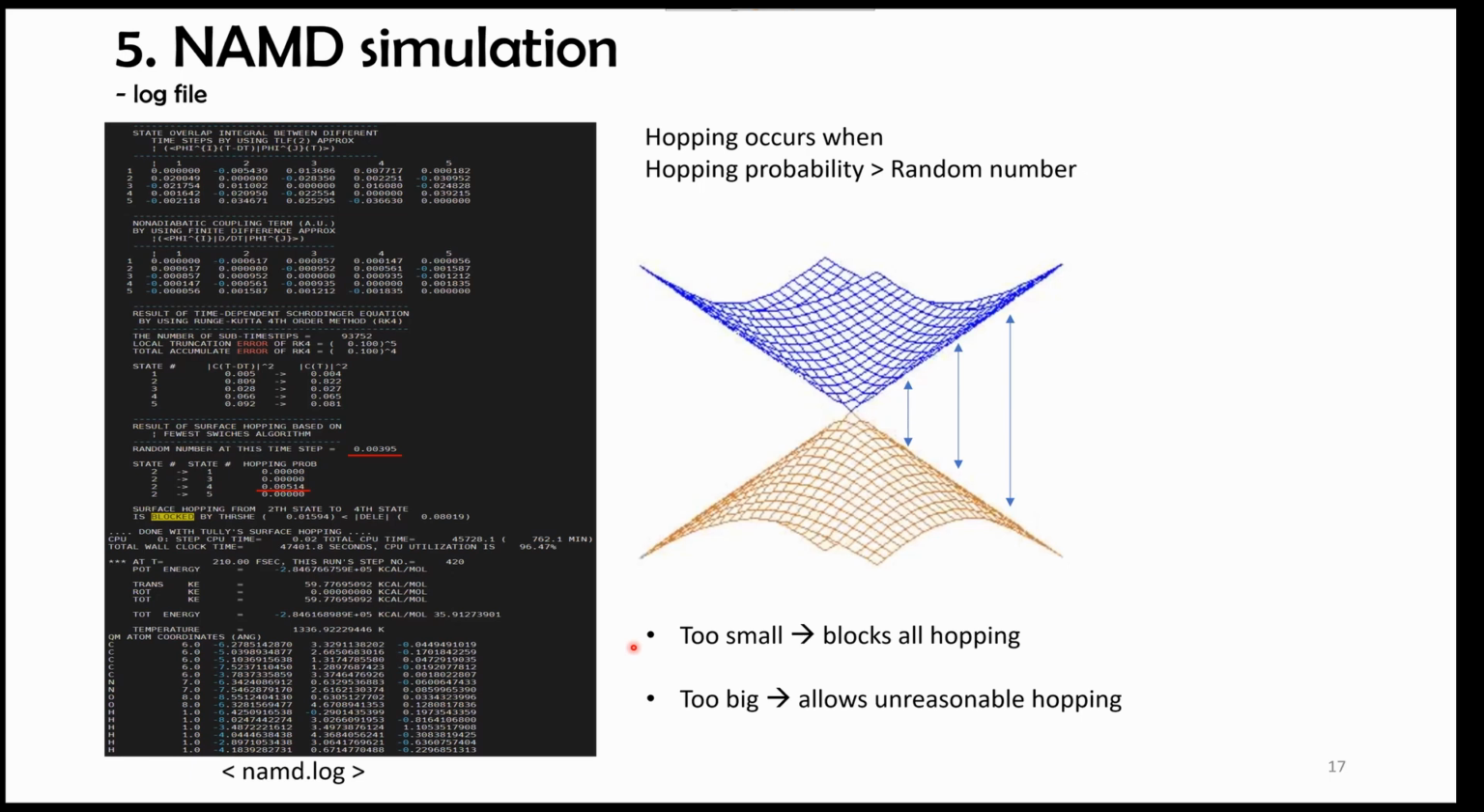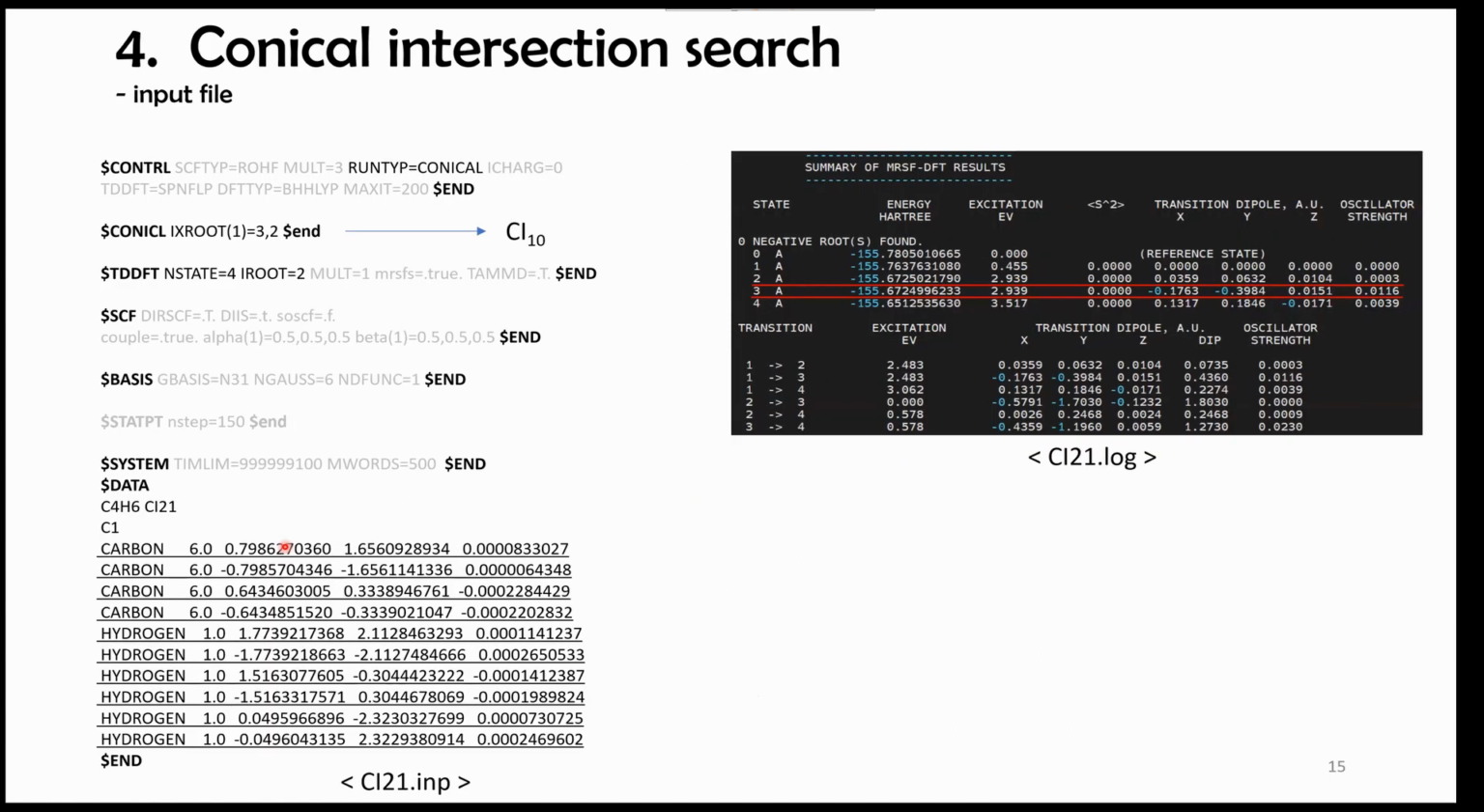Yeah, I understand, but I don't understand. When we are interested in the previous job, the conical, yeah. The previous input, it was number 4, conical intersection search. Yeah, conical intersection. Oh, you mean the relation between 4 and 5? Yeah. Oh, okay, good. So I misunderstood.